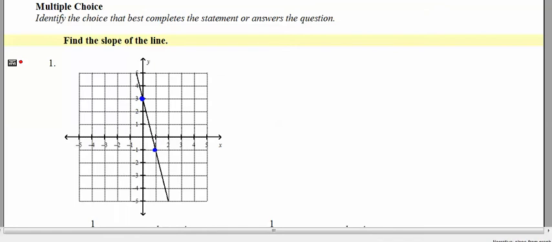So we're going to rise 1, 2, 3, 4. So we're going to rise 4. And we're going to run. Going to run how many? 1. It's negative, isn't it? Okay. So your rise over your run is -4 over 1, which is equal to -4.